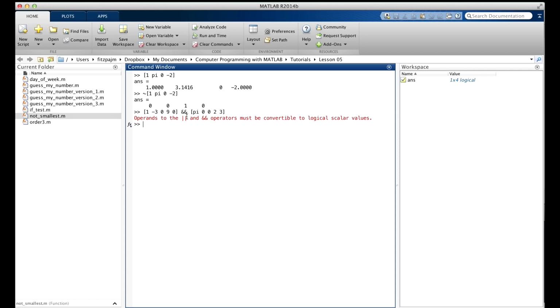Operands to the OR and AND operators must be convertible to logical scalar values. What does that mean? Well, it means that the operands of these operators have to be scalars. They can't be arrays.